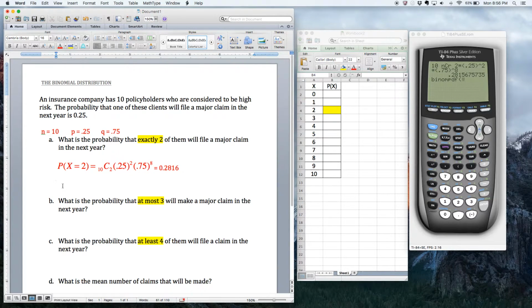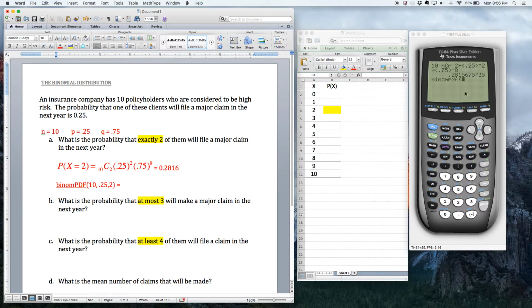This statement that we just worked out is the same as saying binomPDF of 10, comma, 0.25, which is n, comma p, comma the r value of 2.